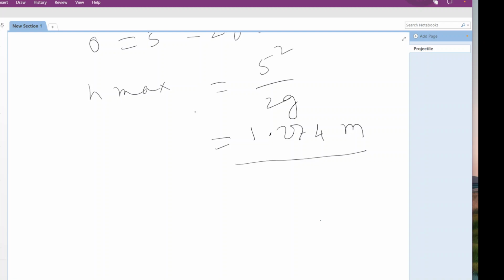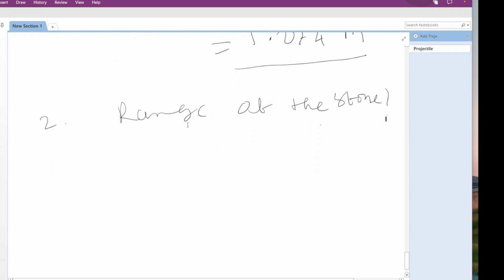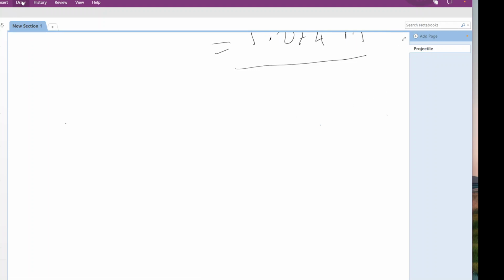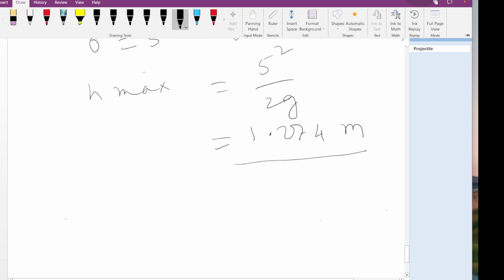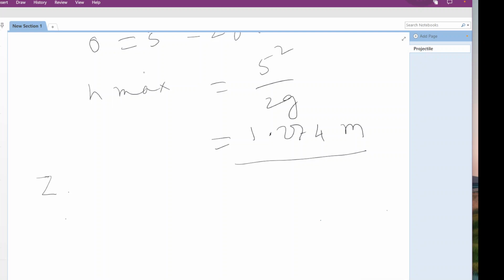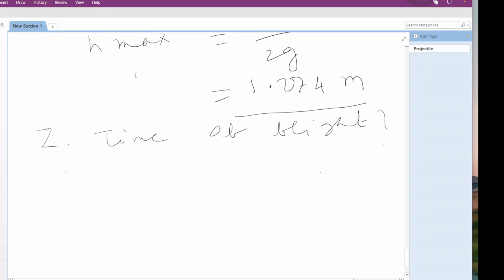For the second question, sorry, it's question 2, the time of flight. It is how long the stone is in the air.